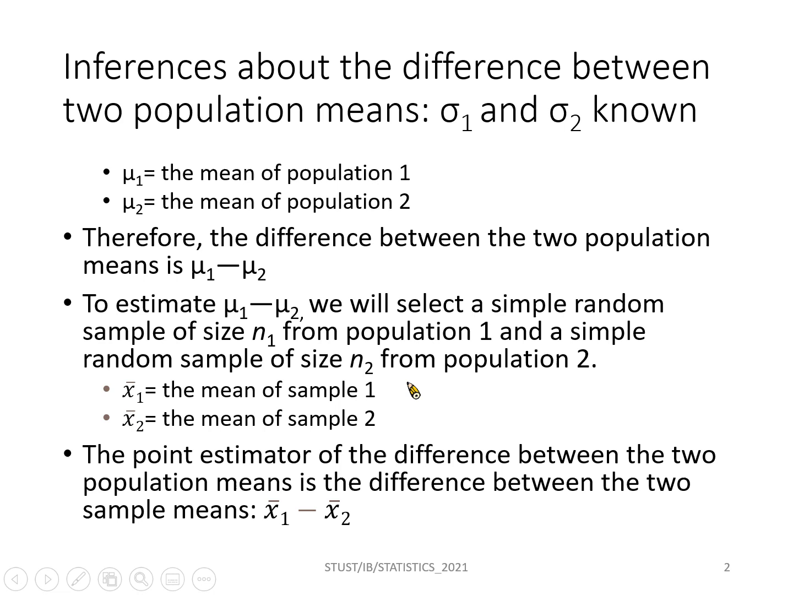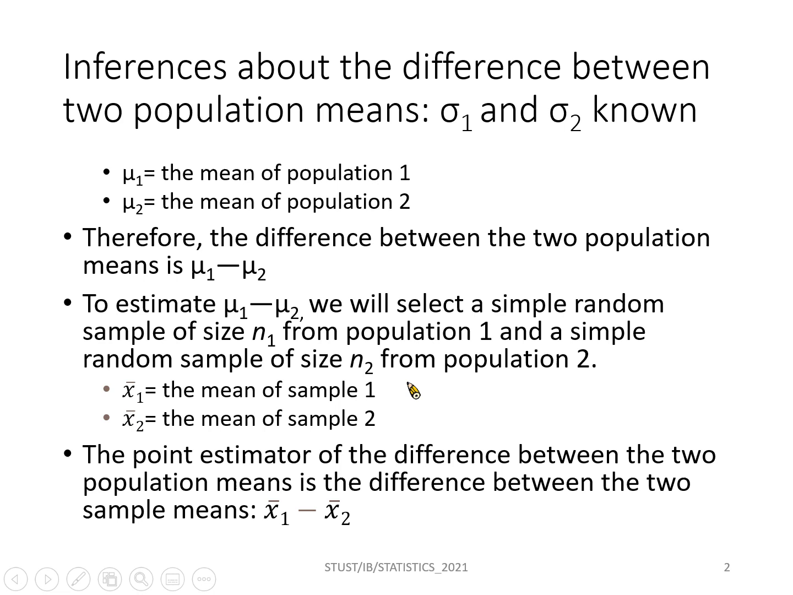The first one we would like to introduce is the inference about the difference between two population means, when sigma 1 and sigma 2 are known. In such a condition, we use mu1 as the mean of population 1 and mu2 as the mean of population 2. So if I ask what's the difference between the two population means, you can directly use mu1 minus mu2 to describe the difference between them.